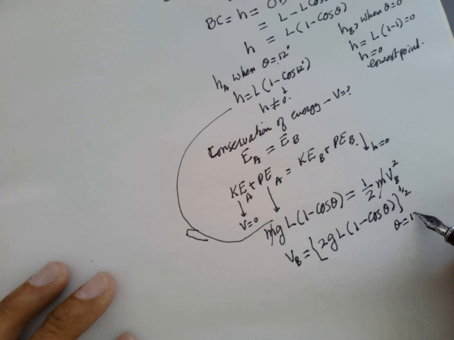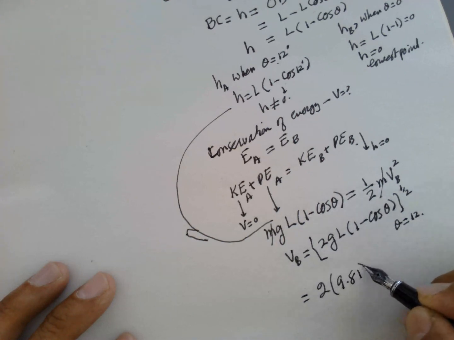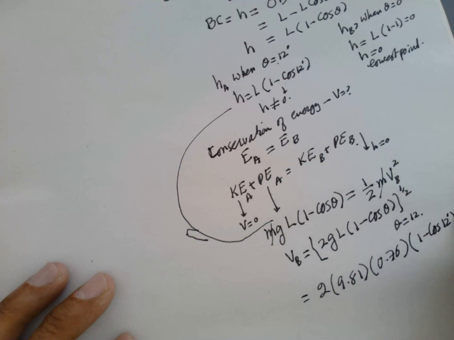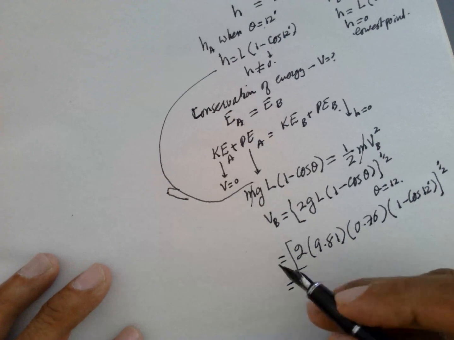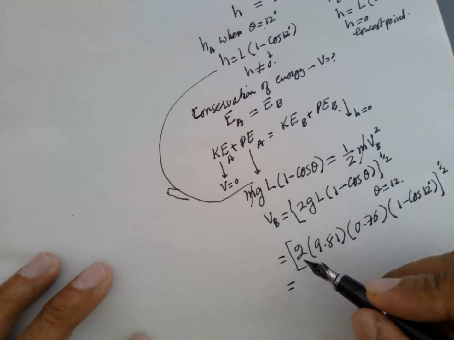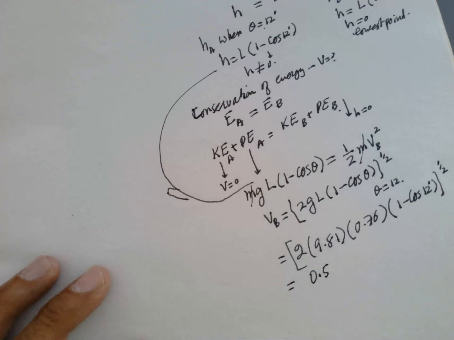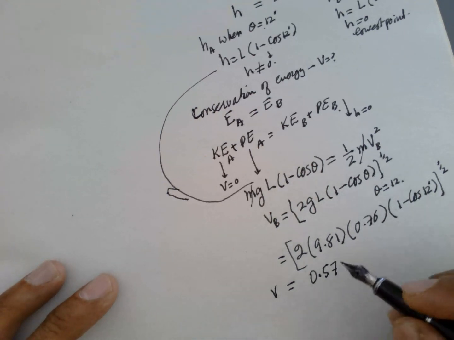So theta is equal to 12. If we substitute all these values, 2 into 9.81, L is 0.76, into 1 minus cos of 12 degrees, the answer is equal to 0.57. So speed is equal to 0.57 meters per second.